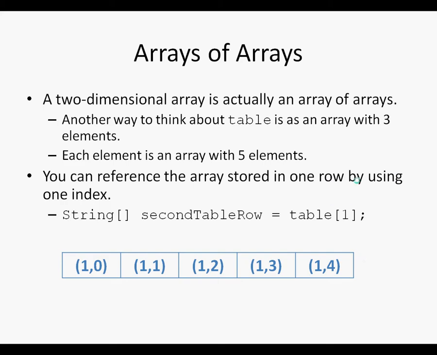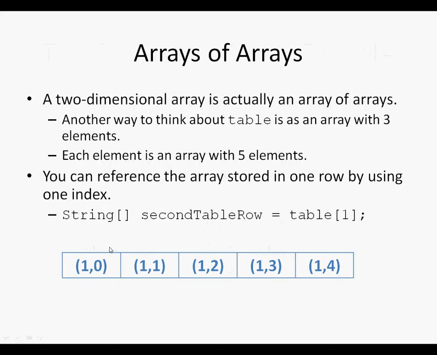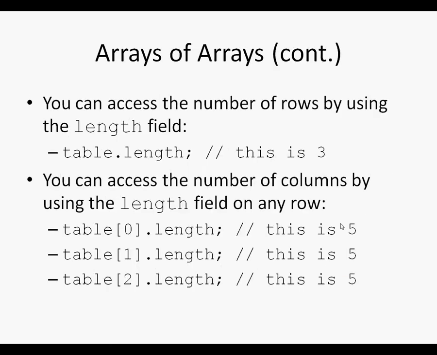If I were to reference table at position 1 with just a single square bracket index, I'm going to pull out this whole row. So if I wanted to pull out a whole row of data as an array, I can do that by just referencing the row. You don't have to think about two-dimensional arrays this way, but if you want to access a whole row at once, you can do that, and it's because Java actually stores them as arrays of arrays.